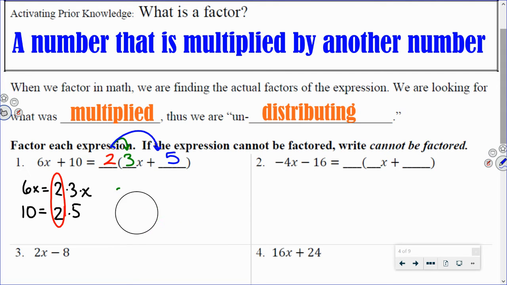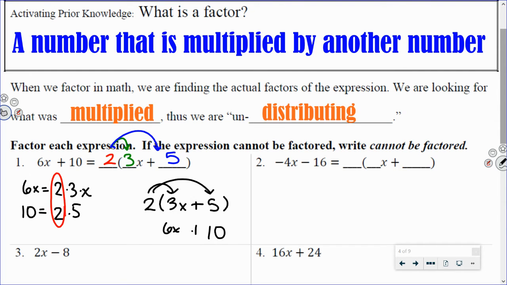If you're ever concerned about it, you can always check and go backwards. If you were to distribute now, 2 groups of 3x, 6x, 2 groups of 5, 10, both are positive times positive, and so it works out. Now, interestingly enough, some of you quickly notice if you do the prime factorization method, what's left over? 2 times 3x gives you 6x, and 2 times 5 gives you 10. You can see that.